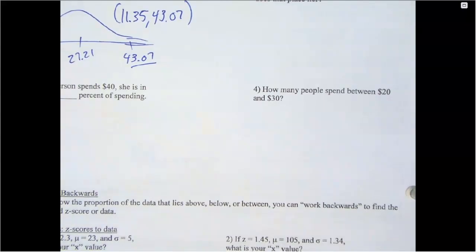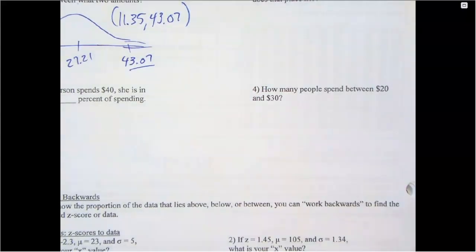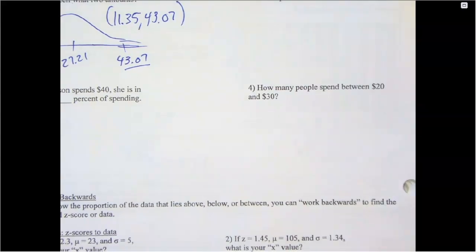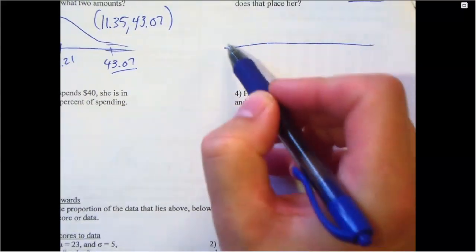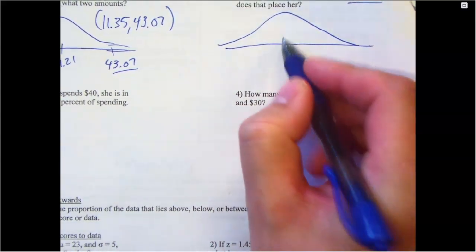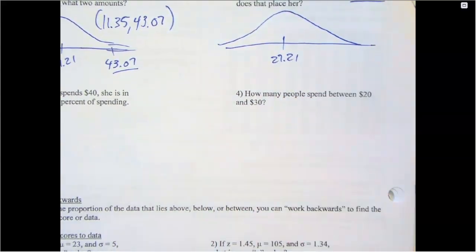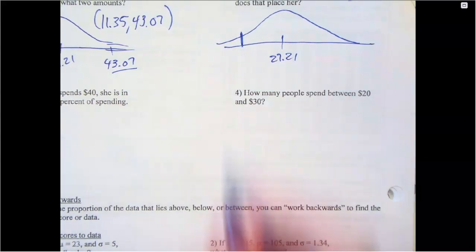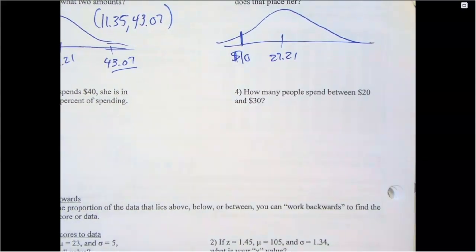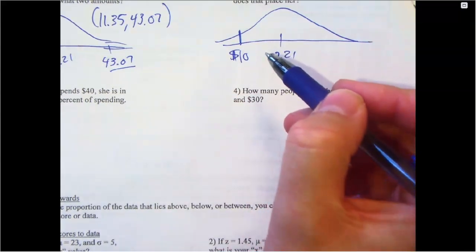Okay, second one. So we got a couple things to talk about here. One is percentile. What does percentile mean? Percent at or below. So if I were to sketch this, 27.21 is the mean. Well, they're only spending $10. And I want to know the percent at or below that. So which direction am I going to shade?